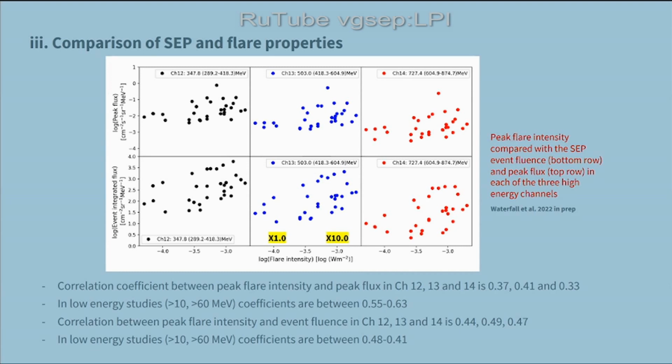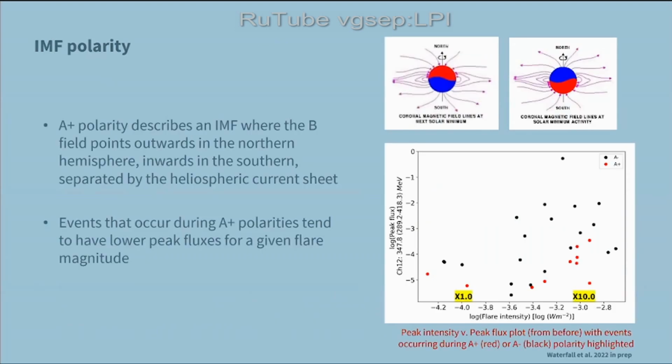So next, this plot here in the top left, for those of you online, shows the logarithm of the peak flux versus the flare intensity. And I looked at how the polarity of the IMF affects things.